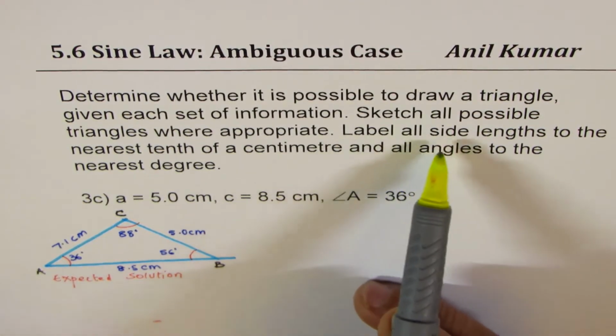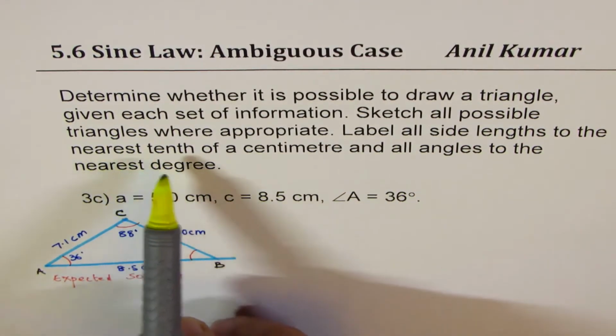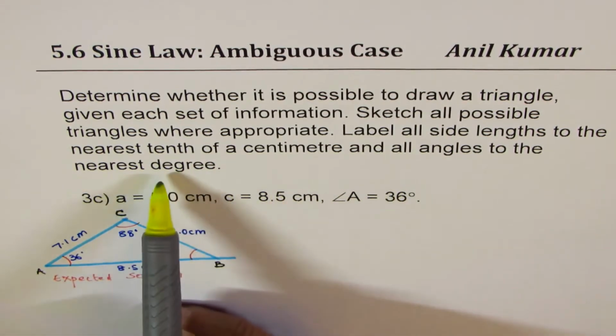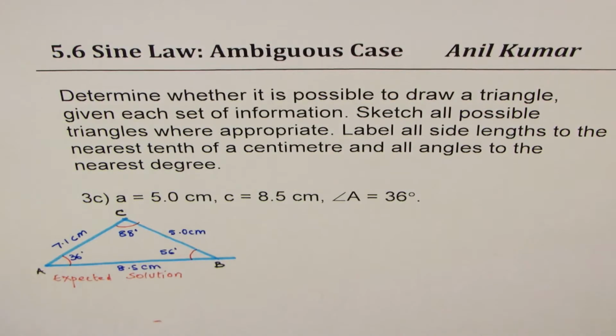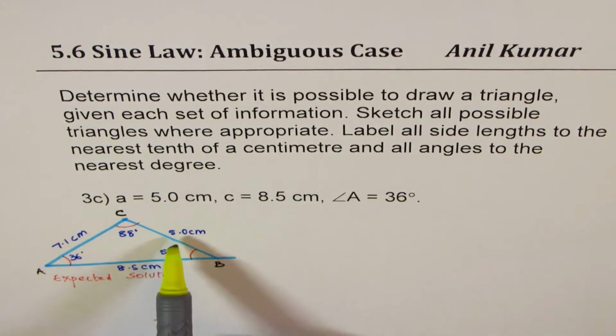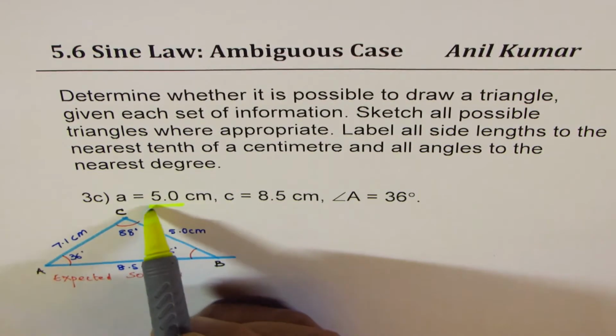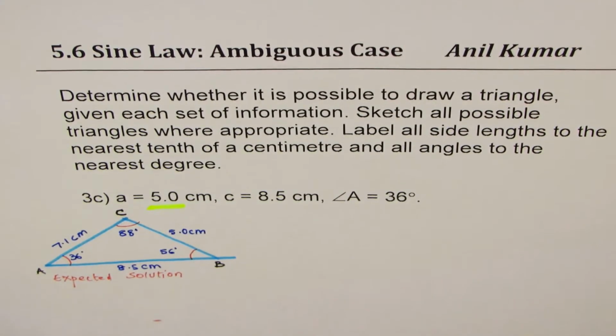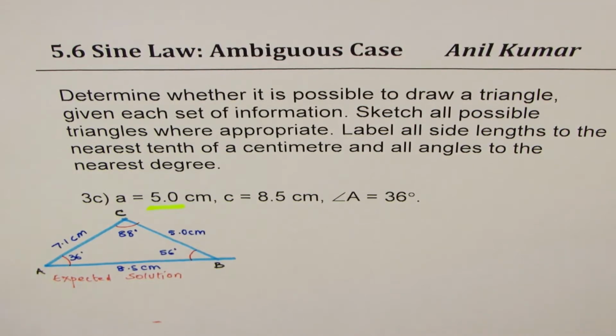Now, label all side lengths, it has been done, nearest tenth of a centimeter and all angles to the nearest degree, and then we are given some information. Now, if I write 5.0 centimeters here, and it has been rounded to one decimal place, what does it mean? This is what you have to understand, right? That means what? Does it include a value which is 4.9099, right? So, okay. So let's go forward and figure out the solution.